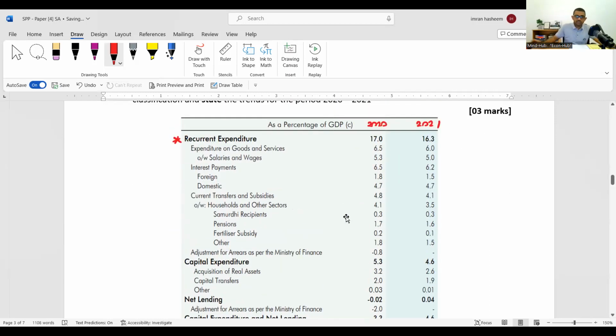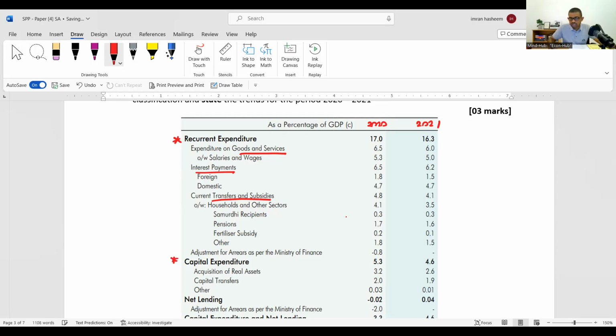Then, Buddha, you should have mentioned expenditure on goods and services. That's the biggest main item under recurrent expenditure. You should have mentioned interest payments and current transfers and subsidies. If these 3 things are there along with recurrent expenditure, you're okay. I'm not only asking recurrent expenditure, I'm asking basically total government expenditure, economic classification.